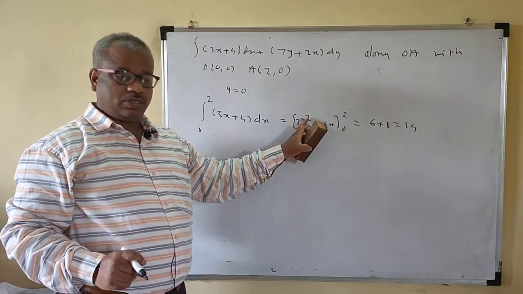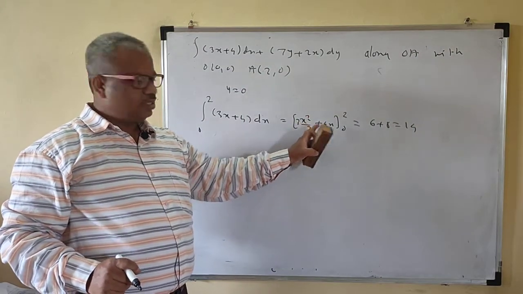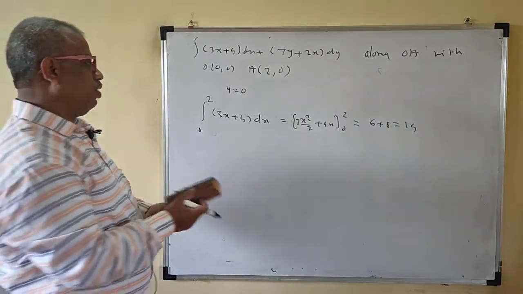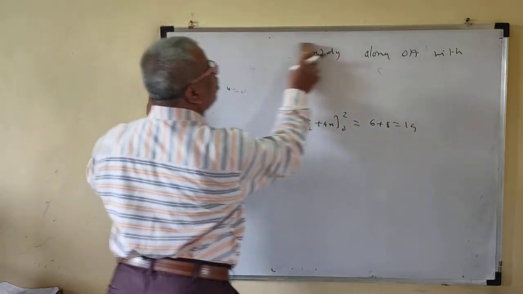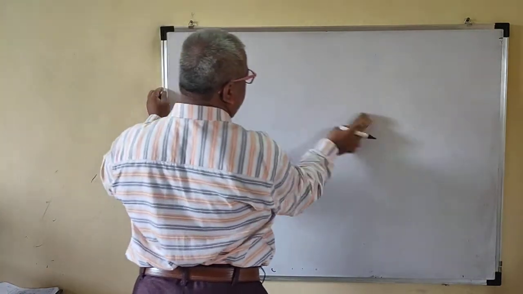See, this is 2 square. This is 4 upon 2, which is 2. 2 into 3 is 6. 6 plus 8 is 14. See, this you can do orally now. Such problems you can do orally.